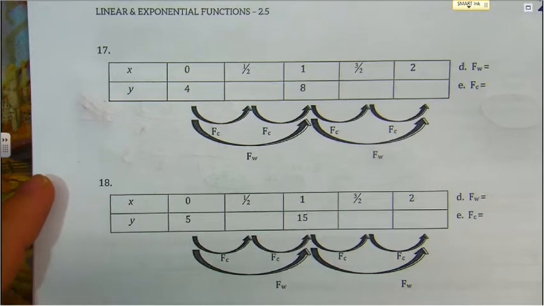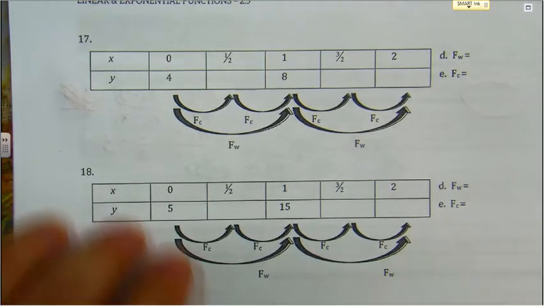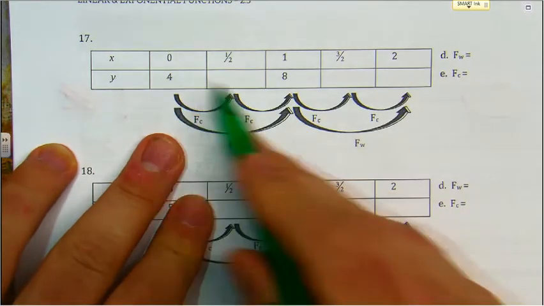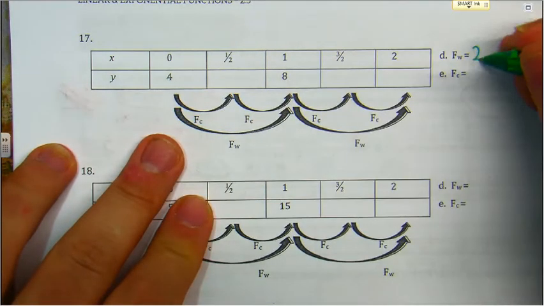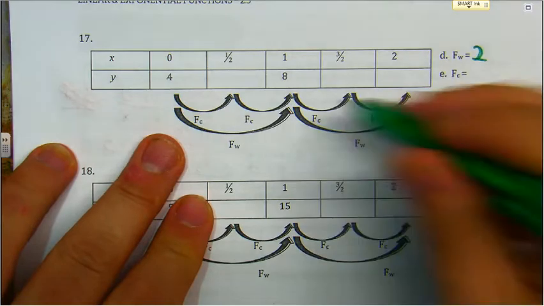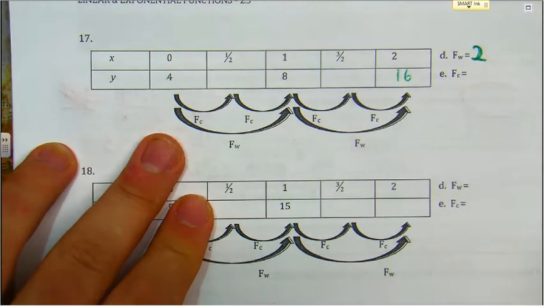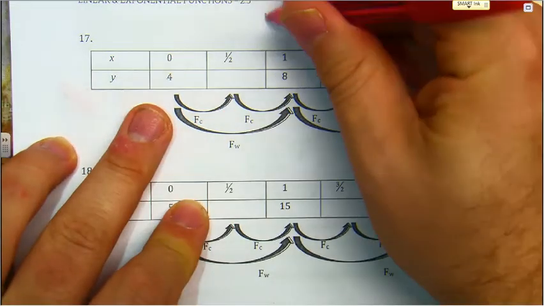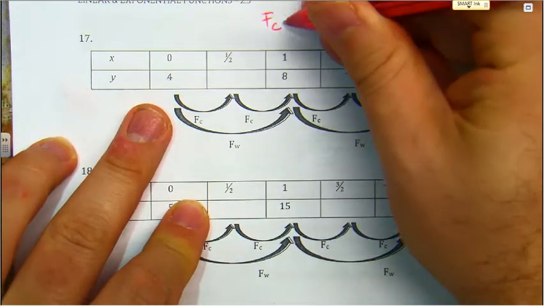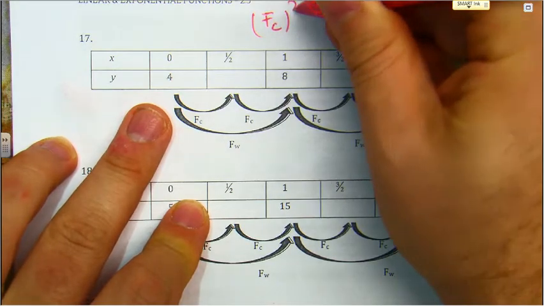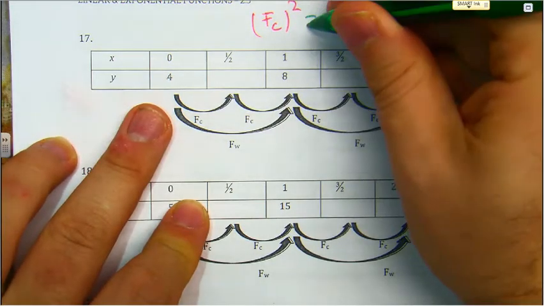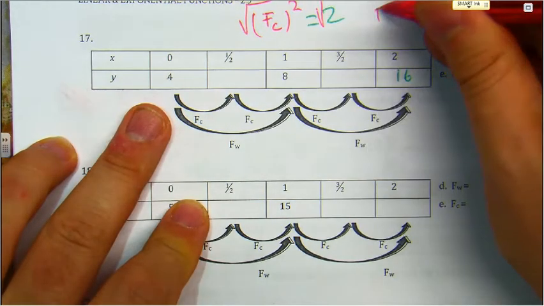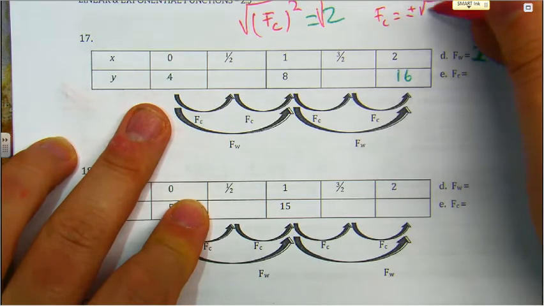Same deal. I know that f of w is going all the way over here. So 4 times what is 8? I know that's going to be 2. That means this will be 16. But now, what times what is going to equal 2? F of c would get me here, and f of c would get me here. So f of c squared equals 2. I have to take the square root of both sides, so f of c equals plus or minus the square root of 2.